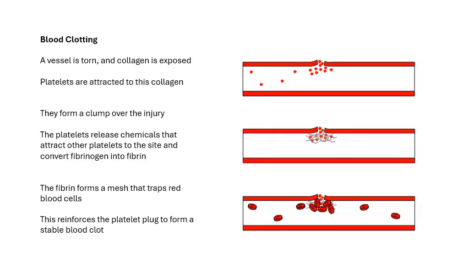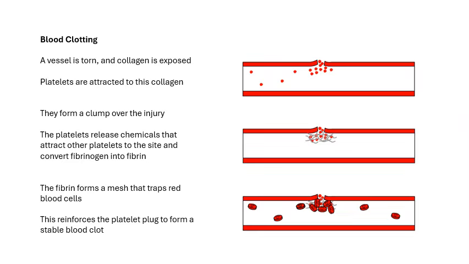Platelets are attracted to the collagen and they form a clump over the injury. Then the platelets release chemicals that attract other platelets to the site, and they convert fibrinogen into fibrin. That basically means that you get this protein mesh of fibrin, like a net. Platelets get caught in this net. The fibrin forms a mesh that traps red blood cells. This reinforces the platelet plug, and it forms a stable clot, and you don't bleed to death.